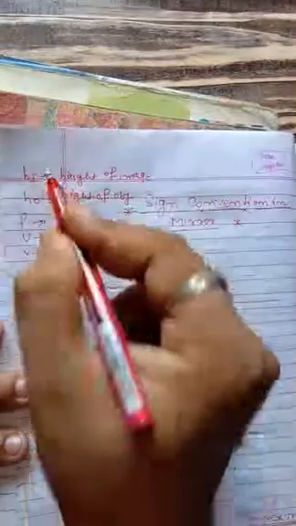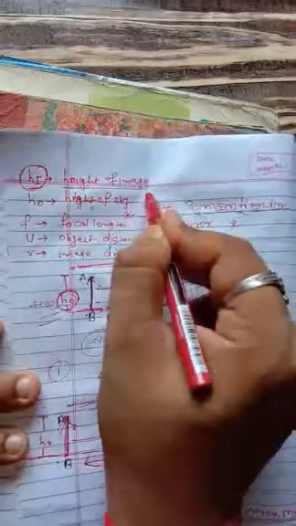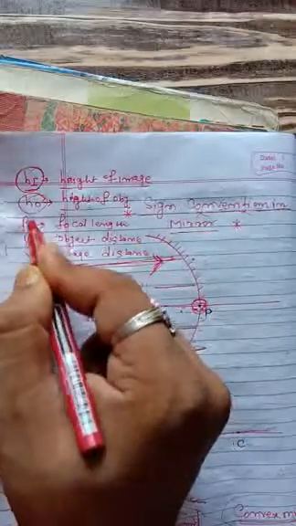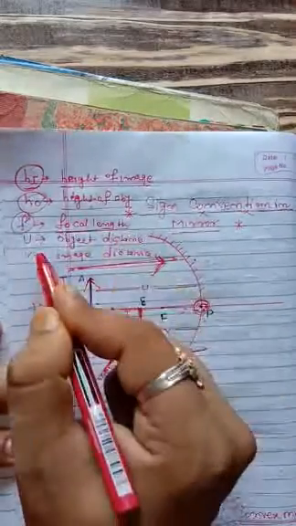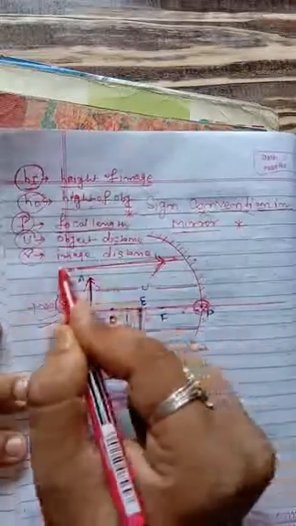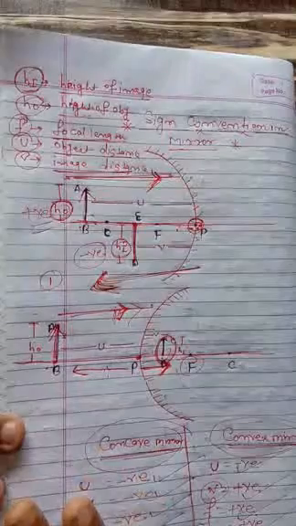You can also note the symbols. hi is the height of the image. ho stands for the height of the object. A small f indicates the focal length. u indicates the object distance. v indicates the image distance. So this all was about the sign convention.